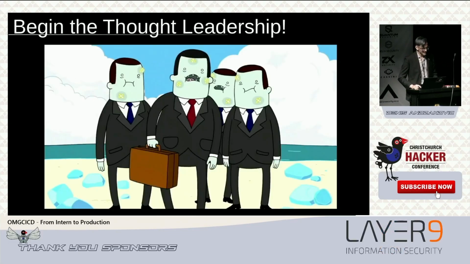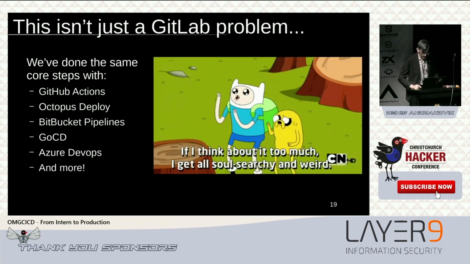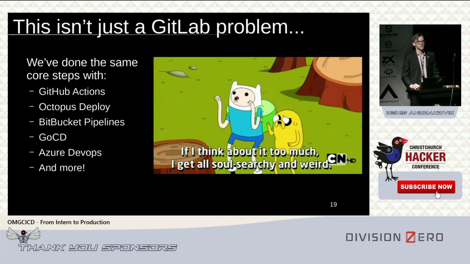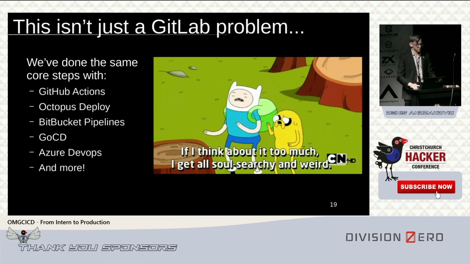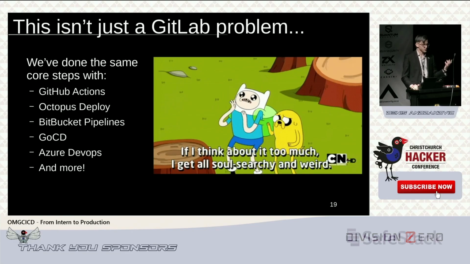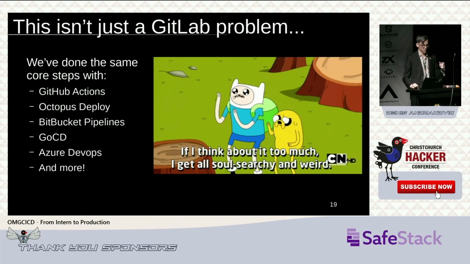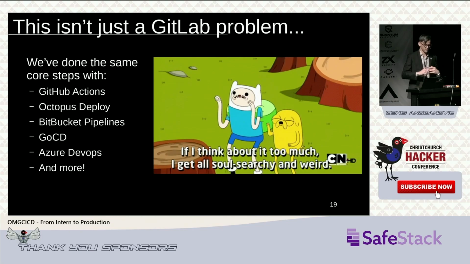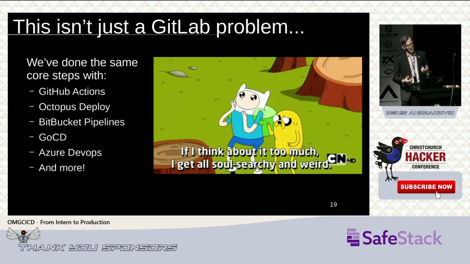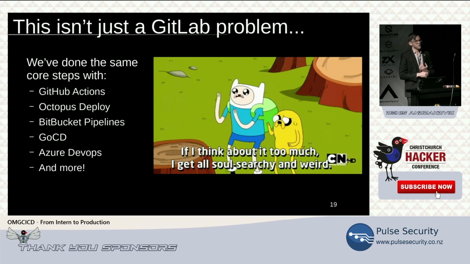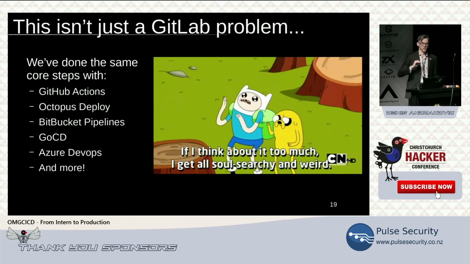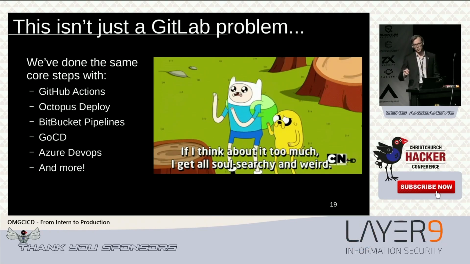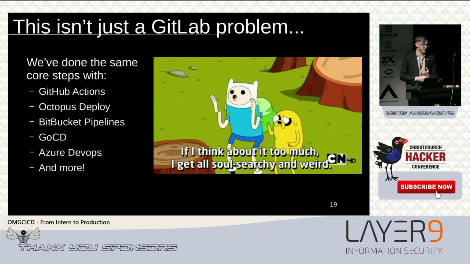So we can begin some thought leadership now. This isn't just a GitLab problem. I used GitLab here because it's easy to spin up locally inside some virtual machines, but we, being Pulse Security, have done the same core steps with GitHub Actions, Octopus Deploy, Bitbucket Pipelines, GoCD, Azure DevOps, and more, right? So we very, very quickly with CI/CD run into the age-old problem of running potentially hostile workloads on the same hardware or the same infrastructure, and this is a very, very complicated issue to fix.